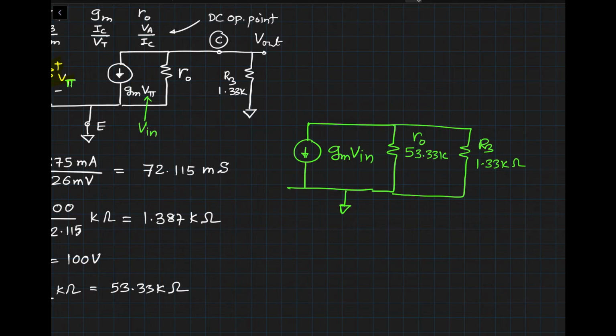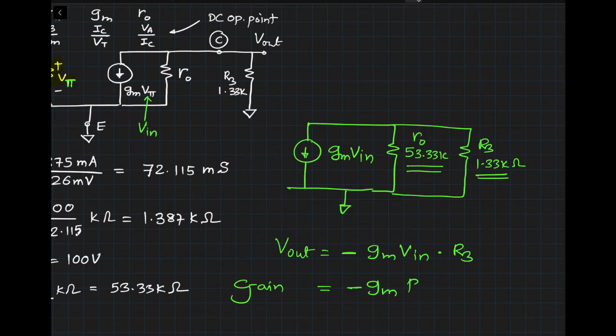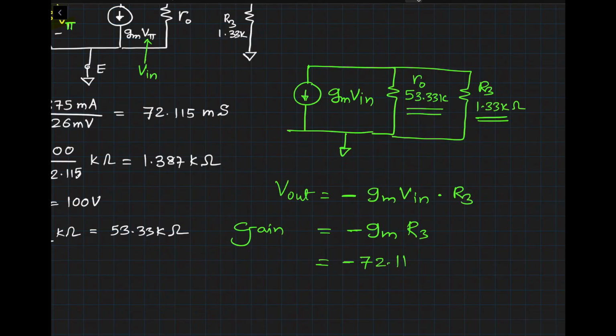So if I have to do a back of the envelope calculation, I can quickly tell that Rout is much larger than R3. So we can safely ignore Rout and we can figure out the gain: Vout is equal to minus GM times Vin times R3. So the gain will be equal to minus GM times R3, 72.115 milli multiplied by 1.33K, and this is going to be equal to minus 96.15.